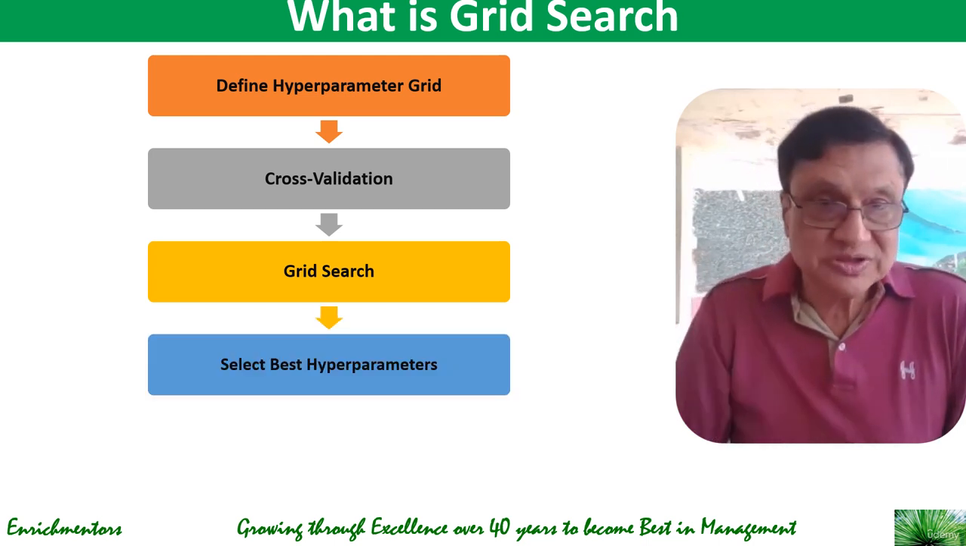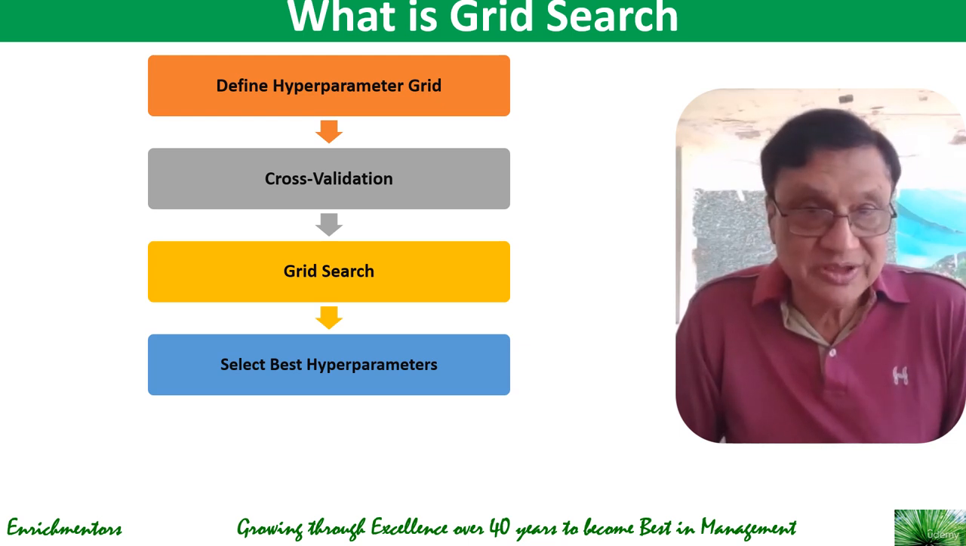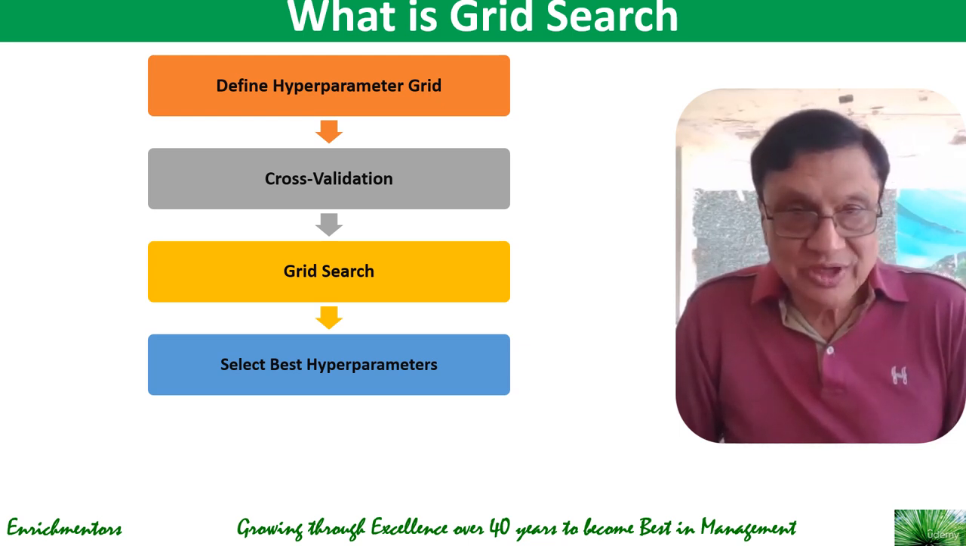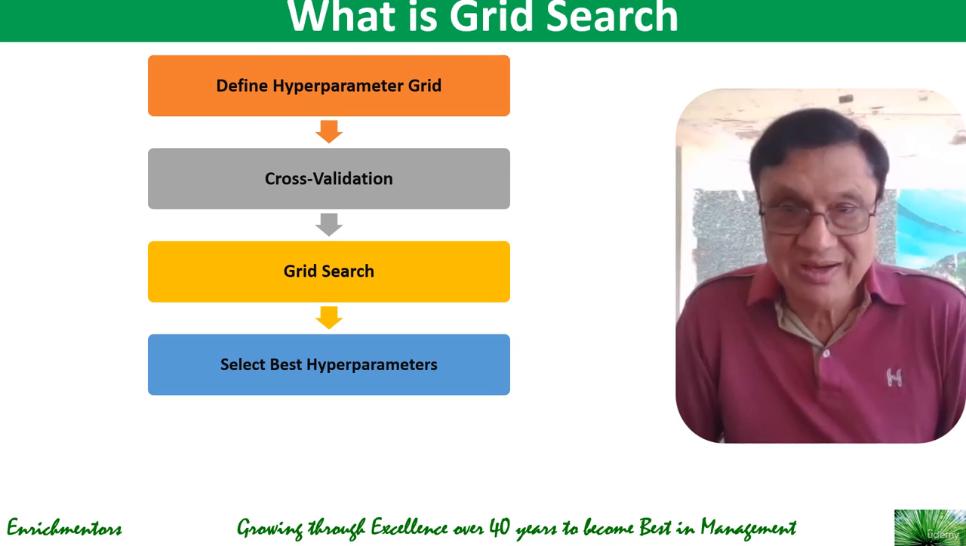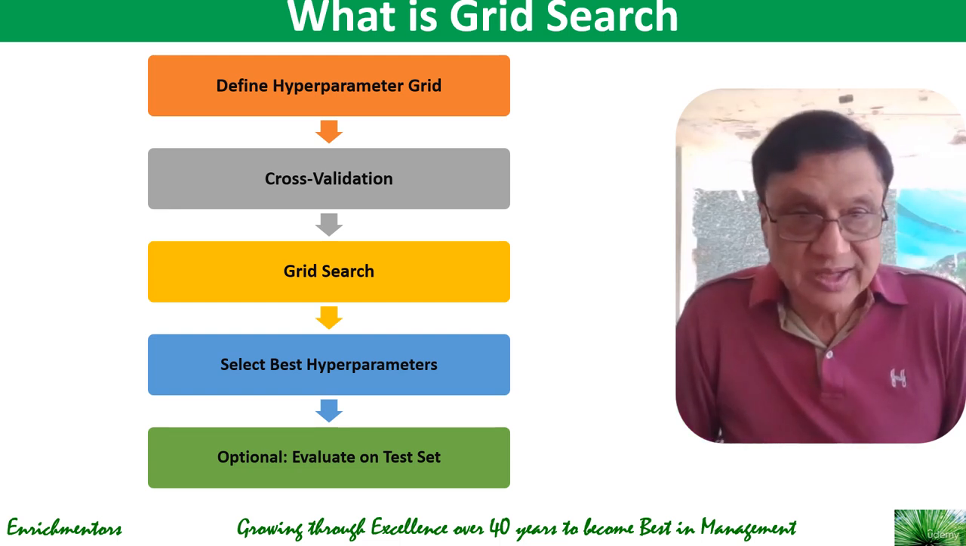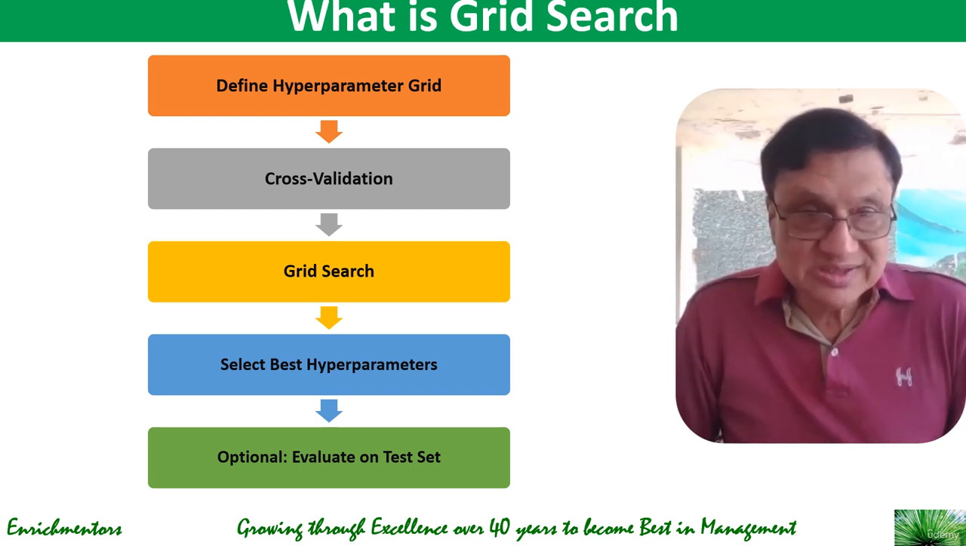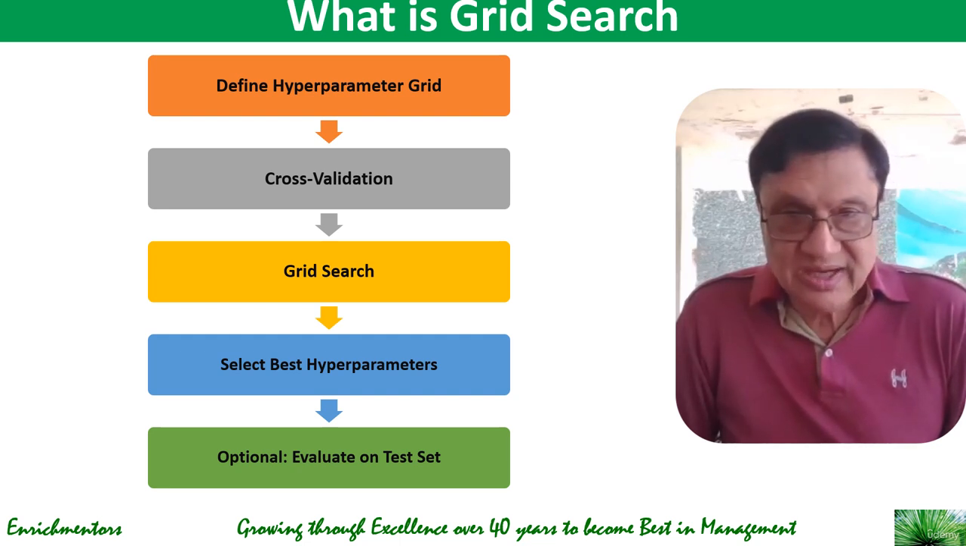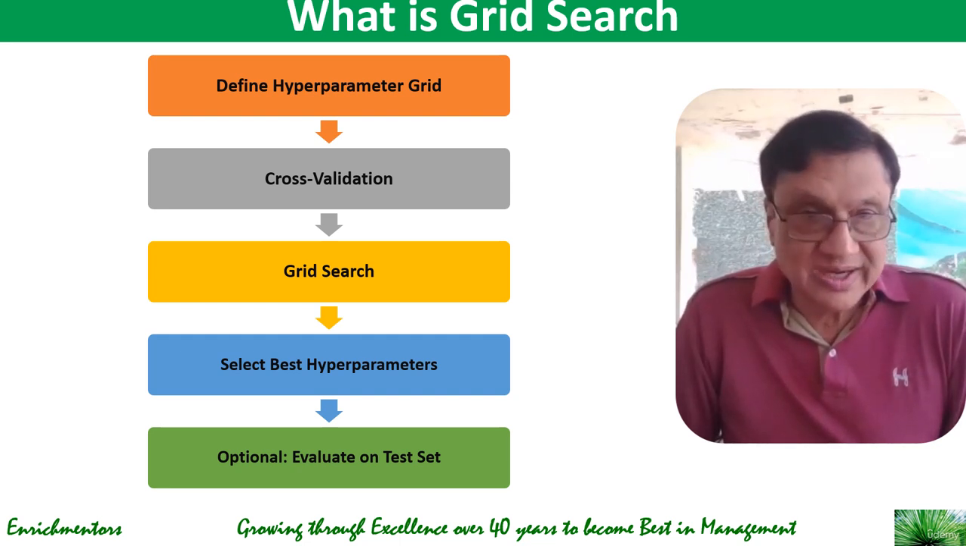Then you select the best possible hyperparameters, the best parameters that give you the best results. After evaluating all combinations, you select the combination of hyperparameters that yields the best performance according to the chosen evaluation criteria. And this combination represents the optimal hyperparameters for the model based on the training and validation data. You can optionally evaluate on a separate test set with the selected hyperparameters to estimate the performance on unseen data. This helps ensure that the selected hyperparameters generalize well to the new data as well.